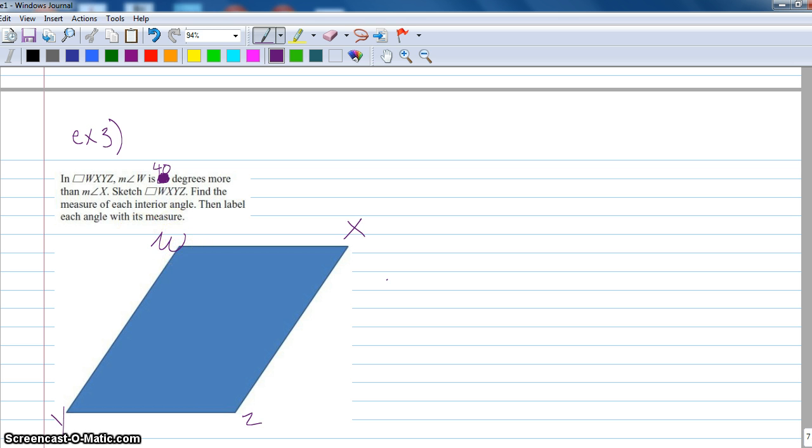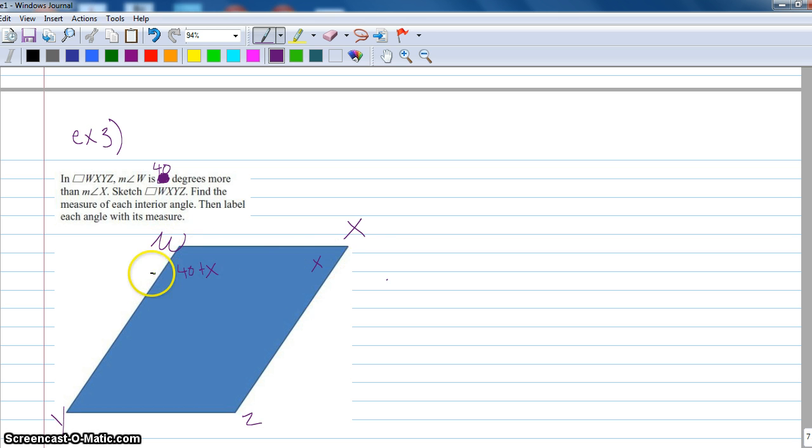So let's get started on solving it. Now, it may look confusing, but it's not. Alright, so W is 40 more than X. So W is 40 more than whatever X is. I don't know what X is, there's nothing here, so I'm going to put X. This is 40 more than that number. That number happens to be X at the moment, so okay, cool.